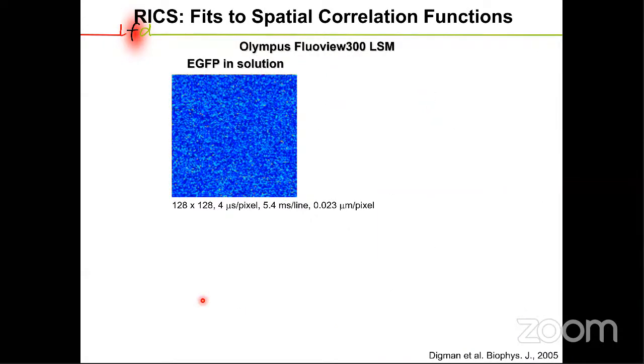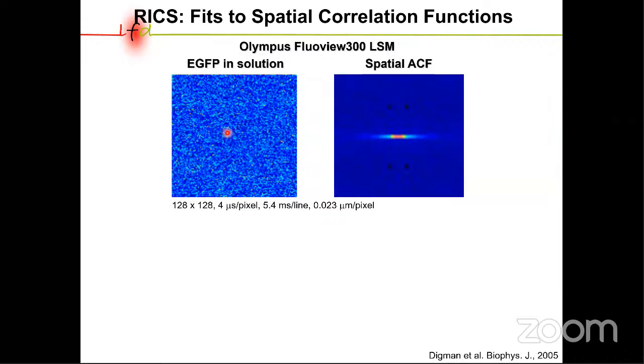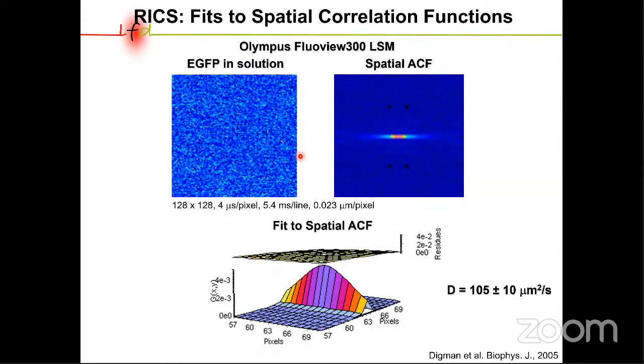Okay, let's go to some real data. Here's green fluorescent protein solution. This is a raster scanned image, one image. Here's the spatial autocorrelation function. And just as in the simulations, you can see that we have strong pixel-to-pixel correlation, but almost no line-to-line correlation, indicating that the molecule is moving very fast. Applying the fit, we get this 100 square micron per second, which is the value we would expect for EGFP in aqueous solution.